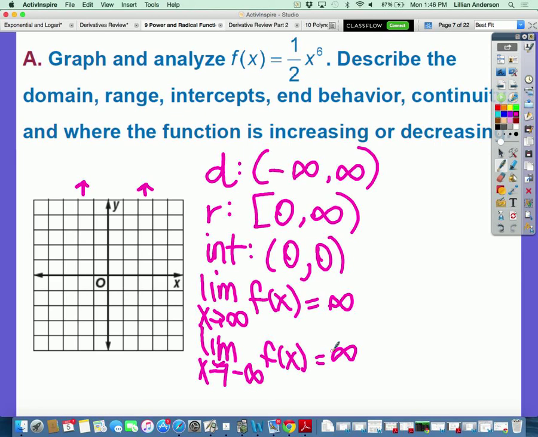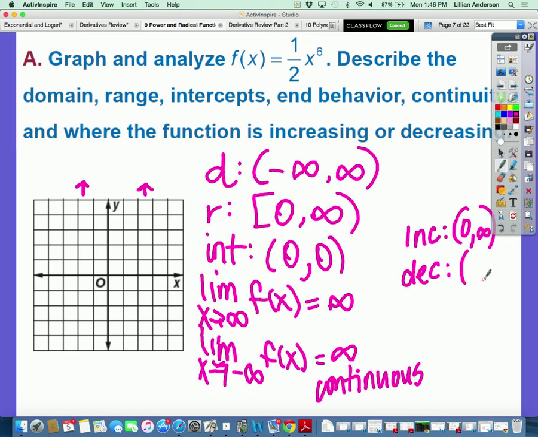What about continuity? It is continuous. And lastly, am I increasing anywhere? 0 to infinity. Am I decreasing anywhere? Negative infinity to 0. So without even looking at the graph, you can pull out all of this information because you know that n is even and a is positive.